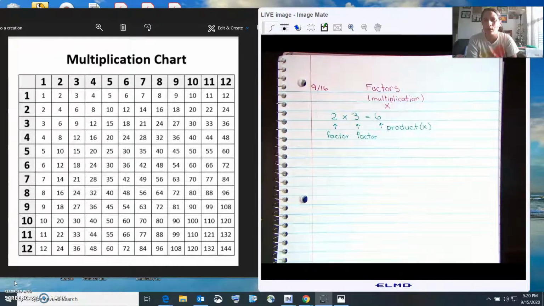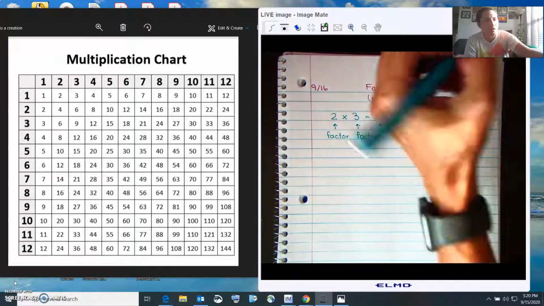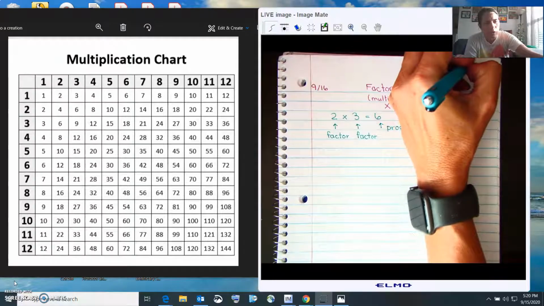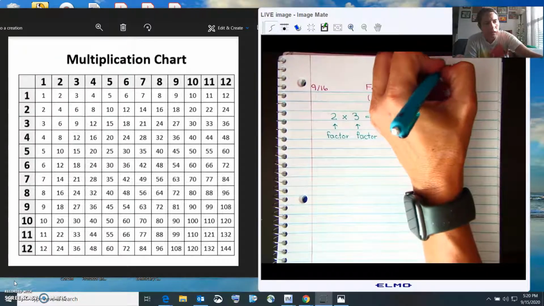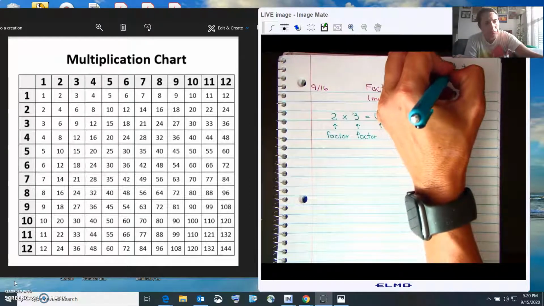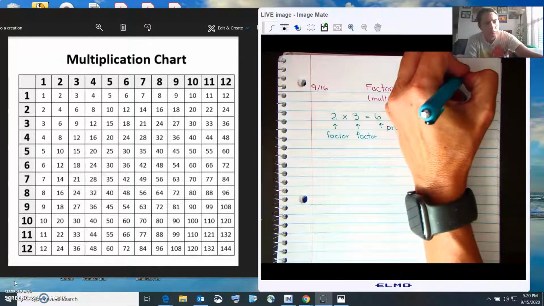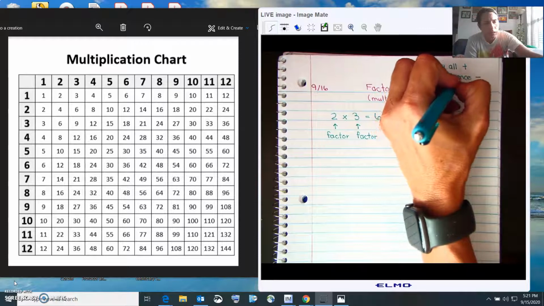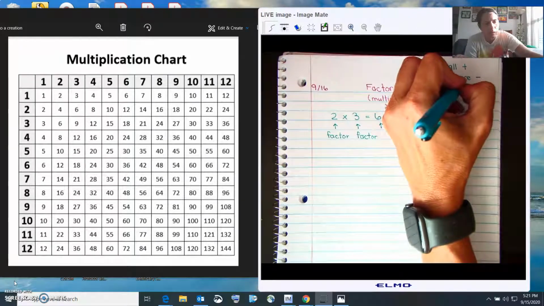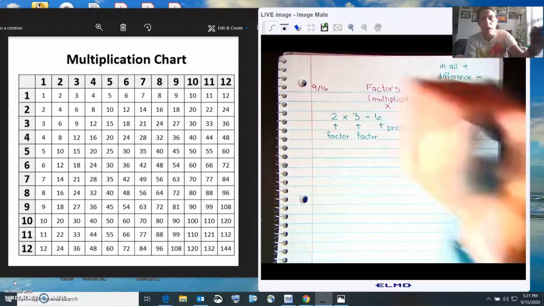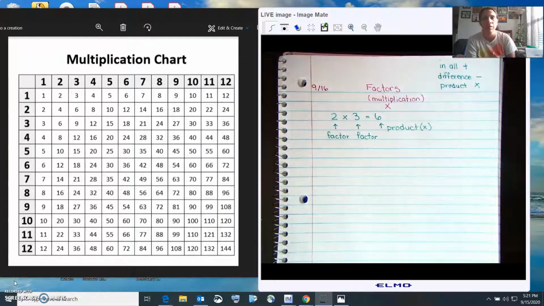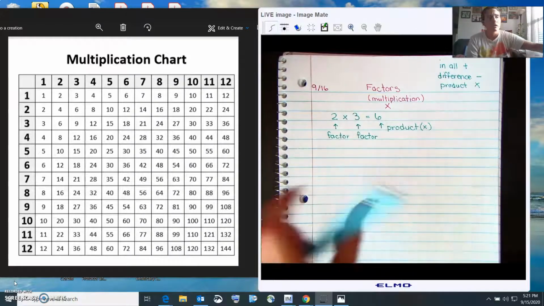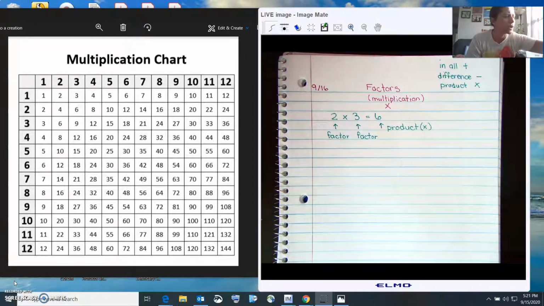So remember we talked about those key words? For "in all," we know to add. The difference is subtraction. Product is a key word for multiplication. Now they're not the only keywords, but there's some of them. So what we're going to be doing today is finding factors. So let's write some definitions before we begin though.